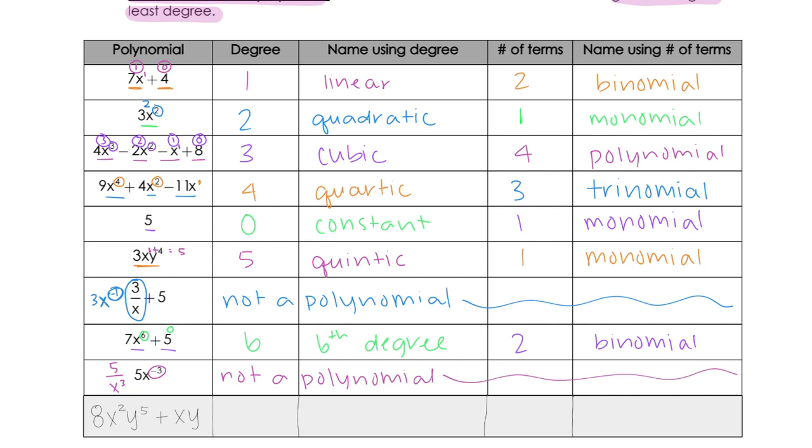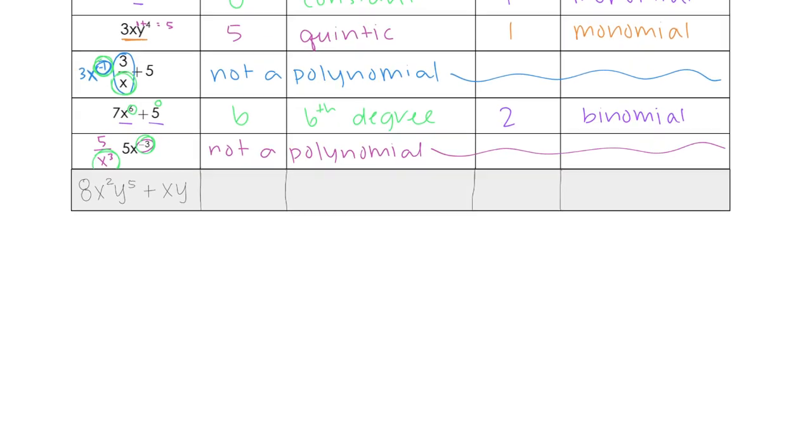And I cross out the rest of the table so that I'm not tempted to fill any more out. So whenever we write "not a polynomial," basically you're looking for either negative exponents or variables on the bottom. Negative exponents or variables on the bottom. That's what makes it not a polynomial, just based off of the definition.